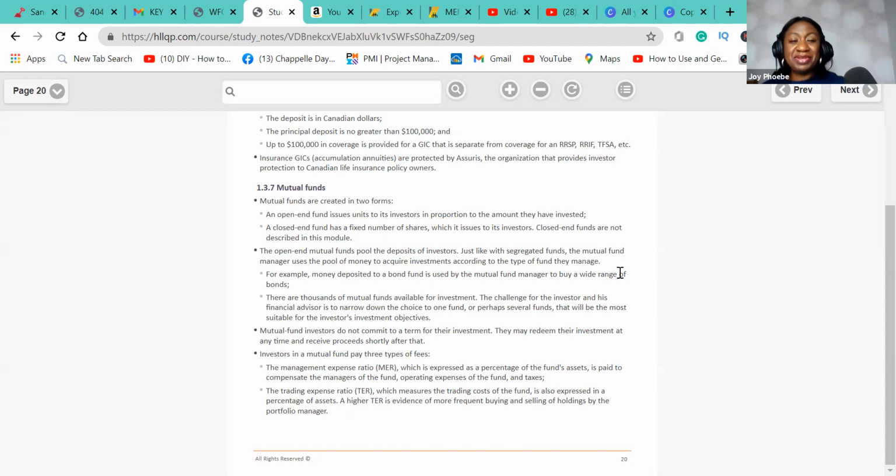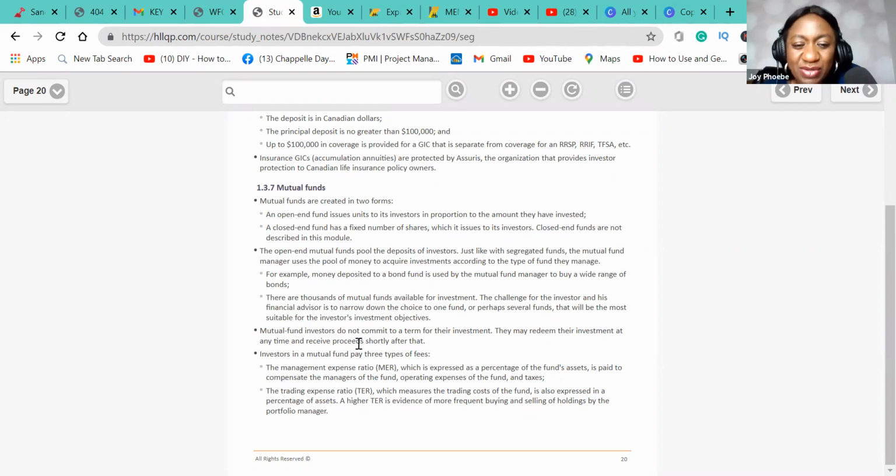Closed-end fund is not described in this module, meaning that it's not going to come in the exam. So let's focus on the open-end fund.